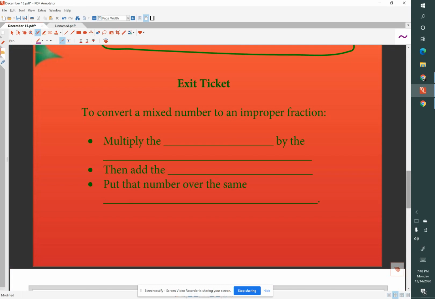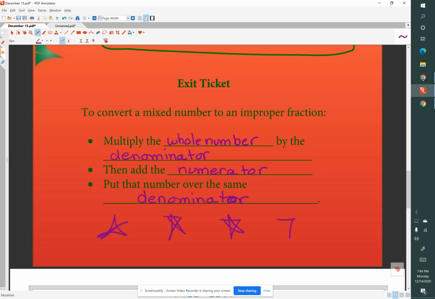Okay, so let's go to the exit ticket. To convert a mixed number to an improper fraction, multiply the whole number by the denominator. Okay, then add the numerator. And now you've got this new number, and put that number over the same old denominator. So I know those are getting a little hard, but go slow. Be a superstar, because with practice, you'll be great.